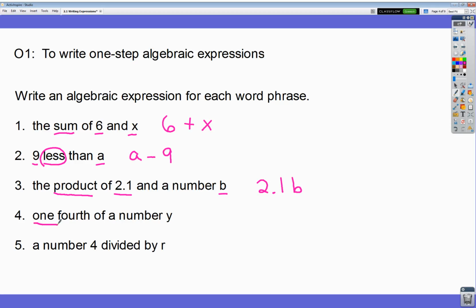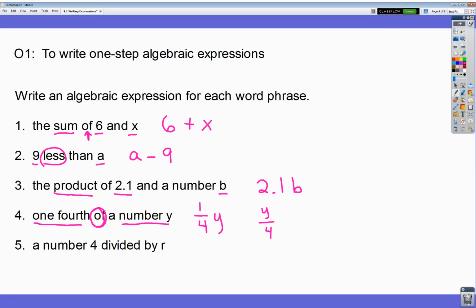Number 4, we have 1/4 of a number y. So we have some number y, we don't know what it is, and we want to find 1/4 of it. Now, 1/4 is a fraction. If we take a fraction of a number, it's the same as multiplying, and that word "of" often means to multiply. In number 1, it did not. Number 1, we had the word "of," and it's just telling us what we're finding the sum of. But often, "of" does represent multiplication. So 1/4 of a number y, we just simply write 1/4 y. Another way we could write this is y over 4.